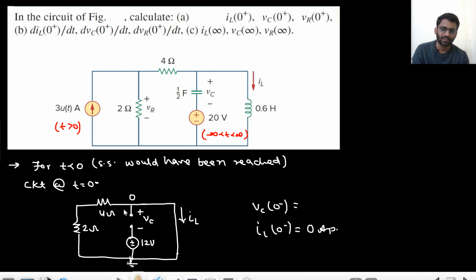So what is VC 0 minus? This is 0, this is 12. So this will be minus 12. That would be equal to VC 0 plus, IL 0 plus. Okay. Now what will I do?